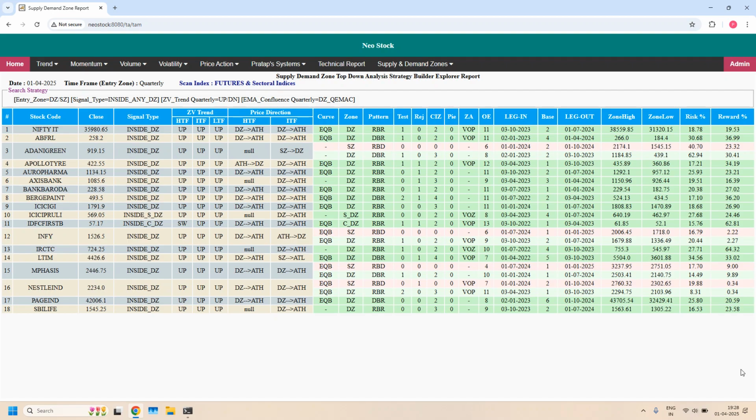Price closed in the quarterly demand zone, and all the quarterly demand zones are having quarterly EMA confluence. Always look into the search strategy so that you understand how we filtered the stocks.